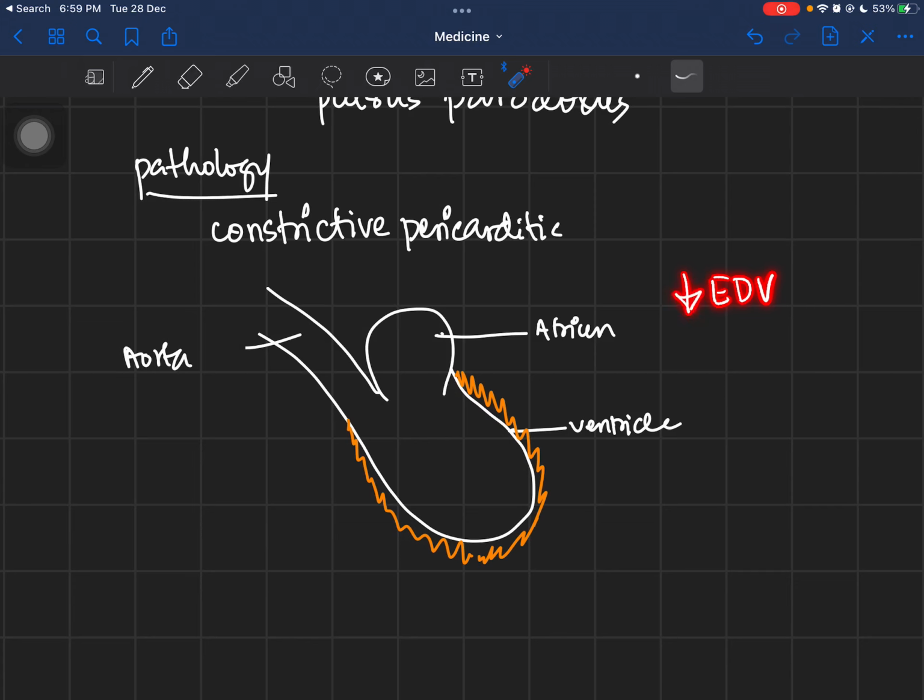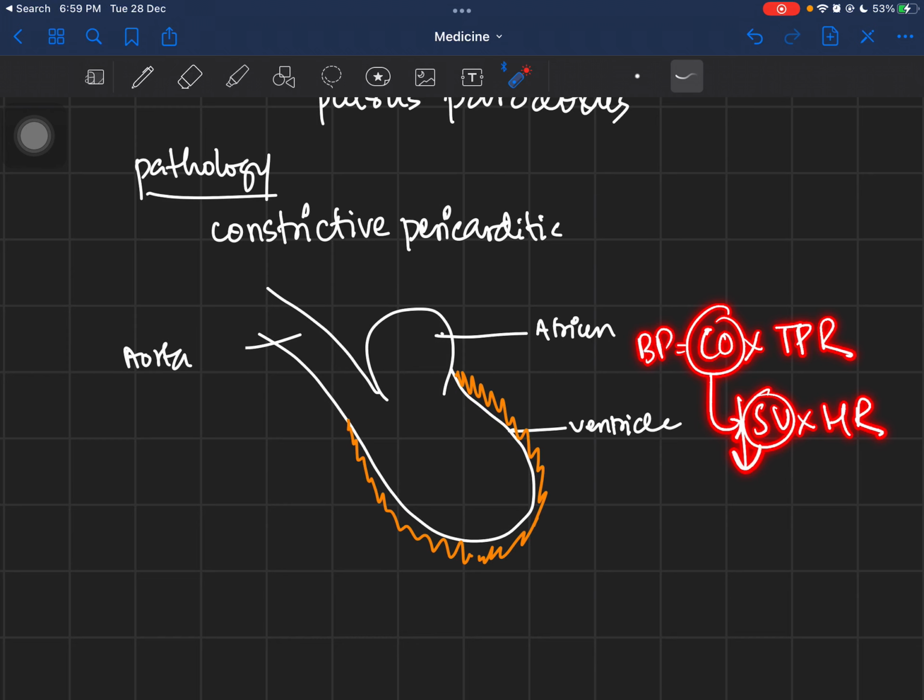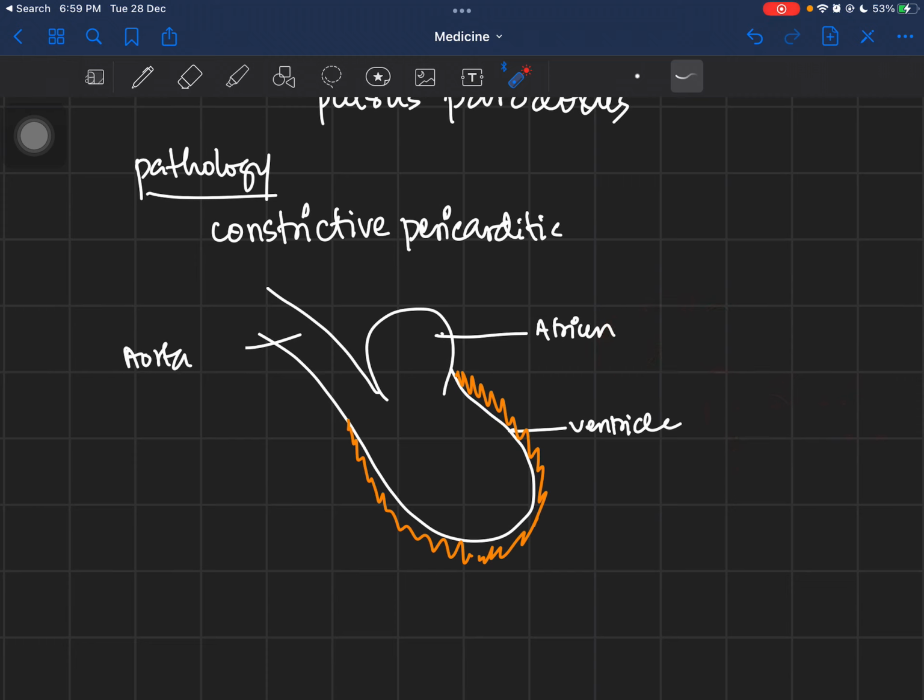If there is a decrease in the end diastolic volume, there will be a decrease in the stroke volume. If there is a decrease in the stroke volume, there will be a decrease in the blood pressure. Why? Because blood pressure equals cardiac output times total peripheral resistance. Cardiac output is determined by stroke volume and heart rate. So if the stroke volume is decreasing, the cardiac output is decreasing, and the systolic blood pressure is decreasing. So that is what is happening in constrictive pericarditis. But why do we say that the decrease is more than 10 mmHg?